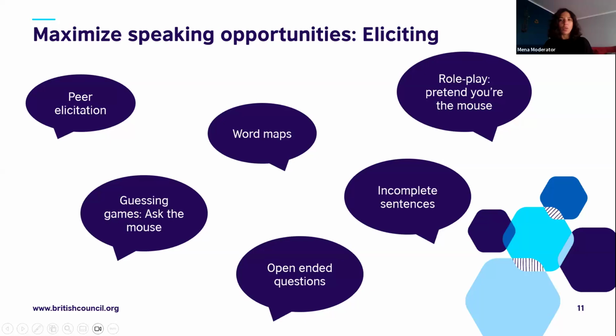And you can also rely on role playing. So like you said, role play is always a good opportunity for speaking. We can ask them, for example, to pretend to be someone who found the mouse in the water, or to be the mouse themselves. And they can come up with what the mouse would be saying, or if he saw a ship, what he would shout out to the ship, and so on.